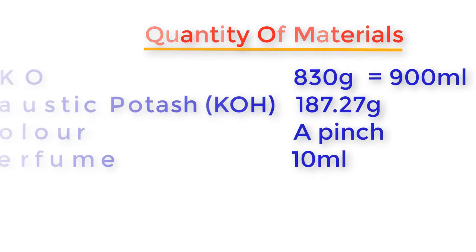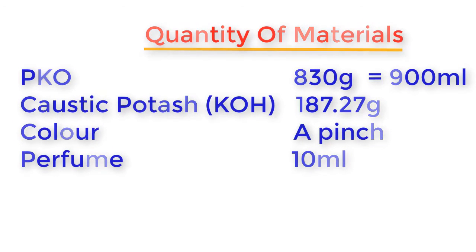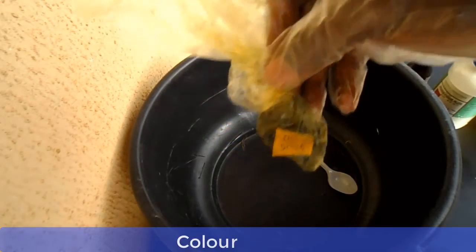Palm kernel oil, also known as PKO, 830 gram, which is also 900 ml. Potassium hydroxide, 187.27 gram. Color, a pinch, and perfume, 10 ml. Now let me show you these materials one by one, and then we go into the mixing properly. Now this is the palm kernel oil, this is caustic potash, this is the perfume we're going to use, and this is the color we're going to use.